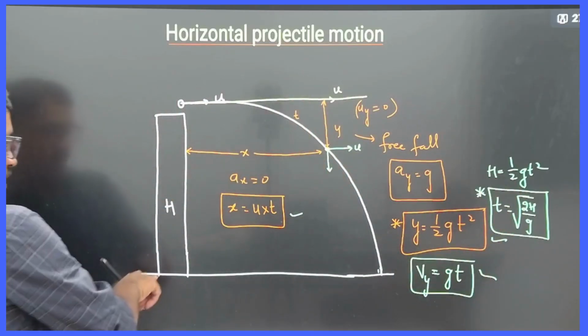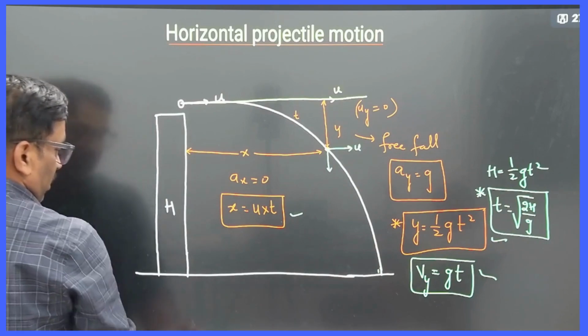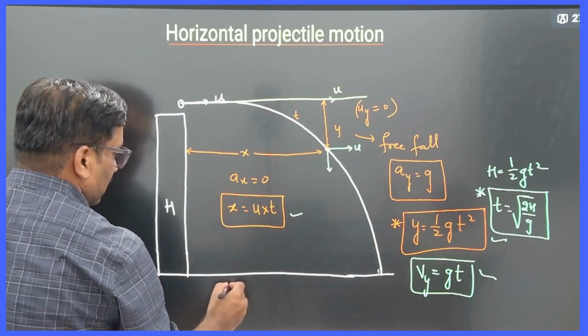So what will be the horizontal distance? How much distance will it travel horizontally? This horizontal distance we will call the range.